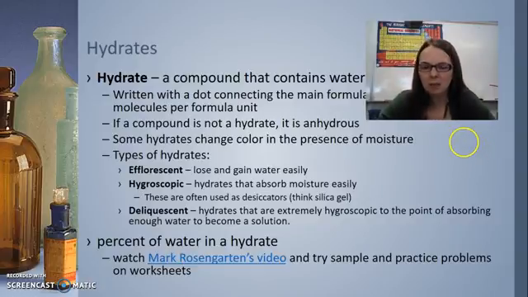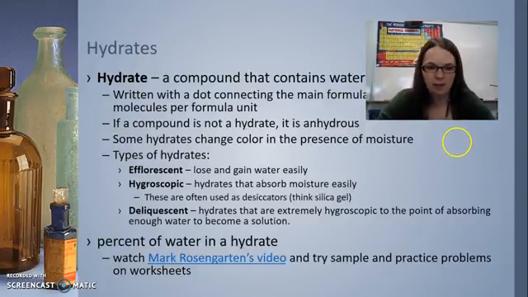Then here's some really weird words that go with hydrates. Something is considered to be efflorescent if it gains or loses water very easily. It's hygroscopic if it absorbs moisture easily, like a desiccator. They have these things that you find in pocketbooks and book bags, these little packets that are like silica gel that say do not eat. It's a really bad idea. And what they do is they absorb water and they keep the product from getting like moldy and mildewed.